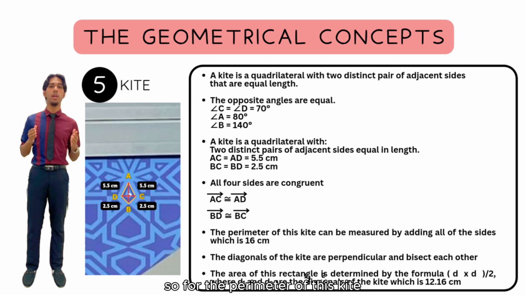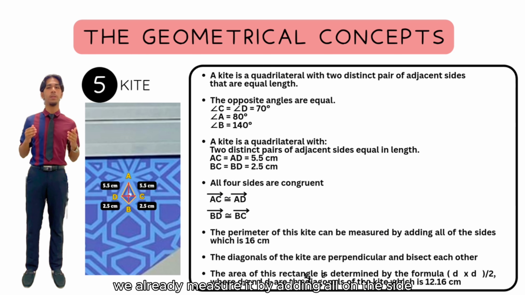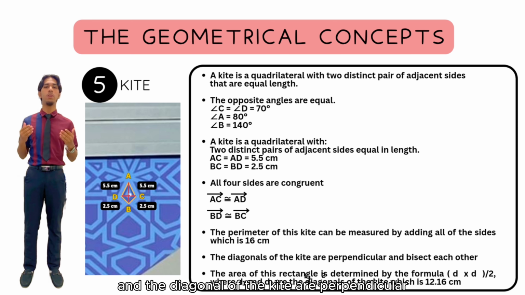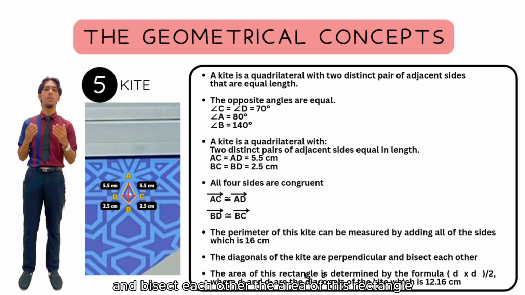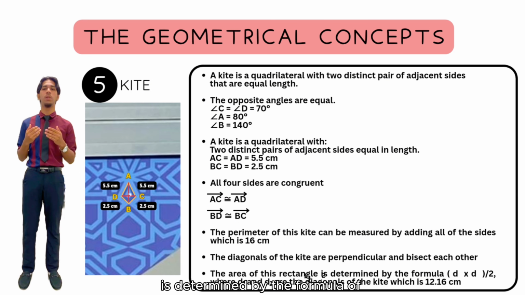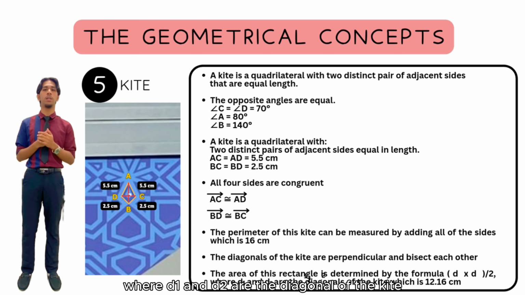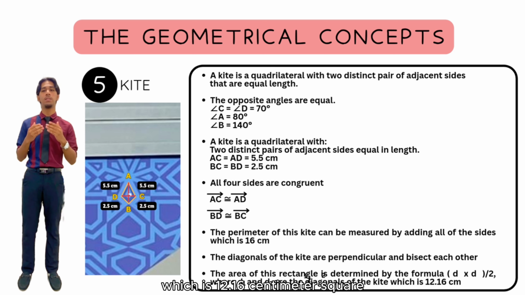For the perimeter of this kite, we measured it by adding all of the sides, which is 16 centimeters. The diagonals of the kite are perpendicular and bisect each other. The area of this kite is determined by the formula d1 times d2 over 2, same as the rhombus, where d1 and d2 are the diagonals of the kite, which is 12.16 centimeters square.